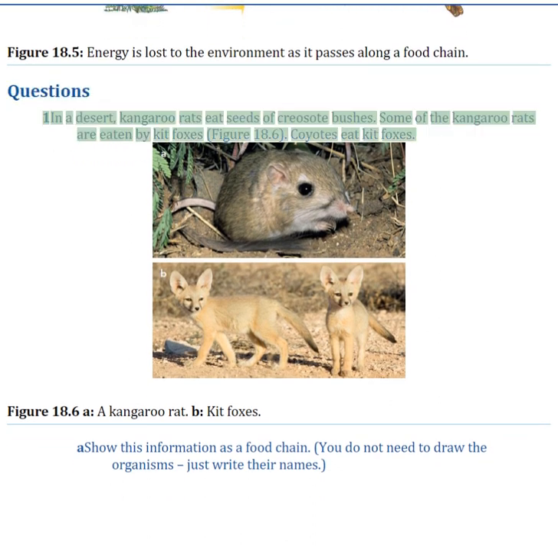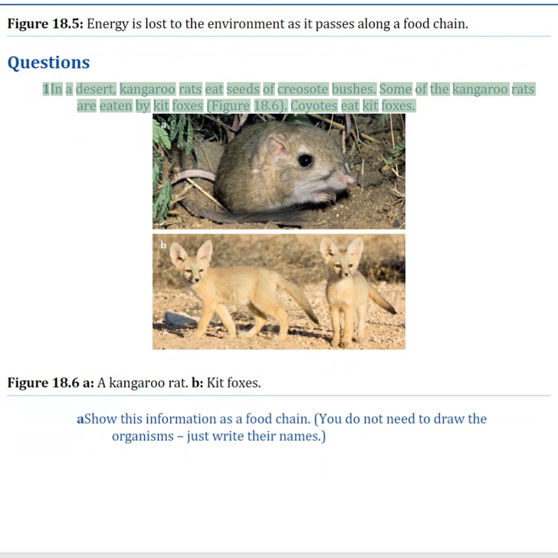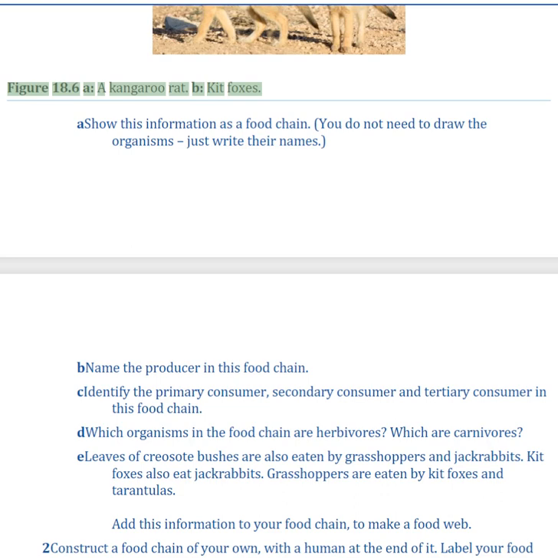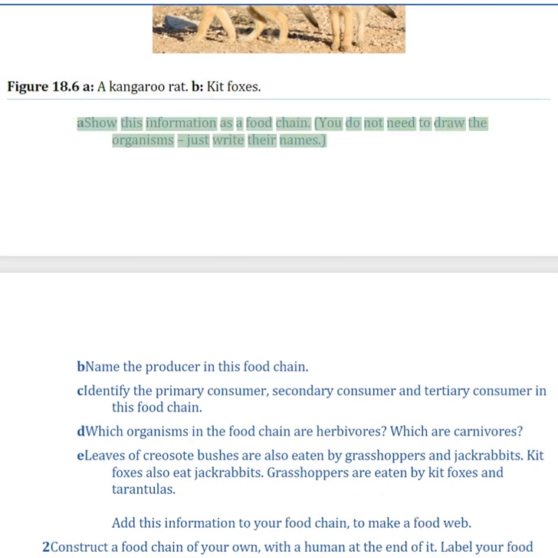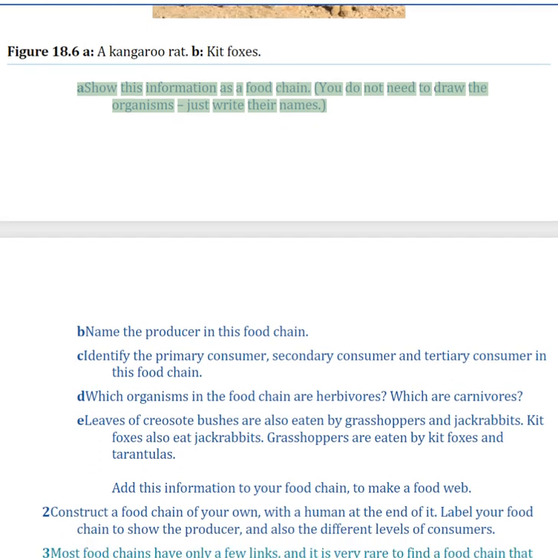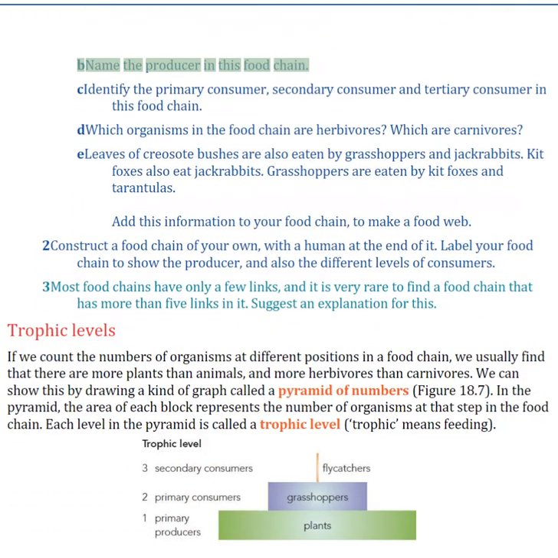Questions. 1. In a desert, kangaroo rats eat seeds of creosote bushes. Some of the kangaroo rats are eaten by kit foxes. Coyotes eat kit foxes. Figure 18.6: a, a kangaroo rat; b, kit foxes. a. Show this information as a food chain. b. Name the producer in this food chain. c. Identify the primary consumer, secondary consumer, and tertiary consumer in this food chain.